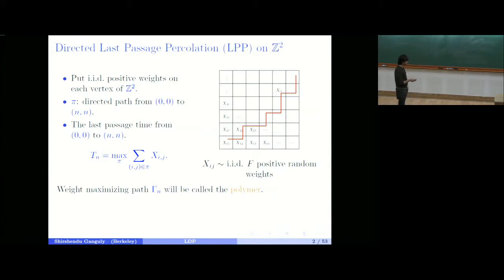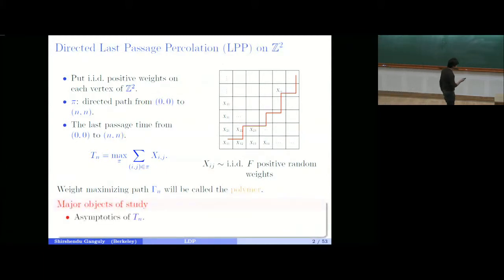As I said, this Tn would be the object that we care about. And more importantly, we also care about the random path gamma n, which attains this maximum. So that's the setting. Like I said, we would try to understand asymptotic properties of Tn, and more importantly, geometric properties of this random path. So any questions about the model?